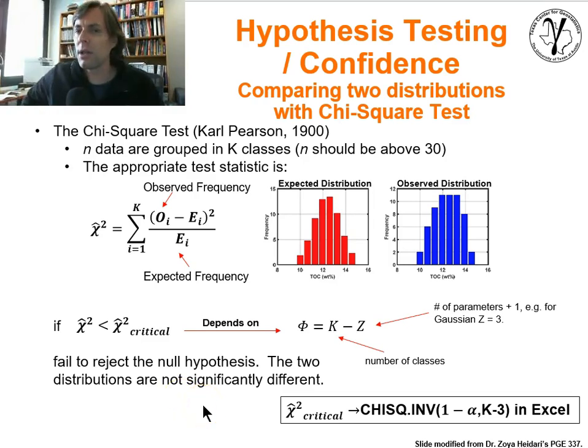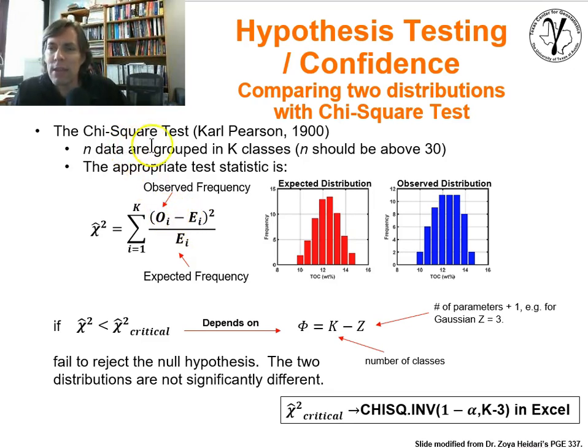What does the test setup look like? Well, with the chi-square test, we have n data, and they're grouped into k classes. The k classes are just k bins. They're equally spaced bins along the data values. We're dealing with total organic carbon here, so we would have bins that maybe are on the order of 0.5% or so.